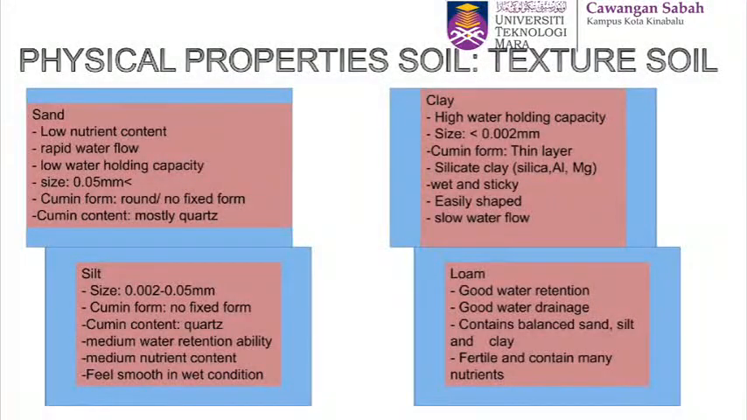The first physical property of soil is the soil texture. Soil texture consists of sand, silt, clay, and loam. These different soil textures have different characteristics.